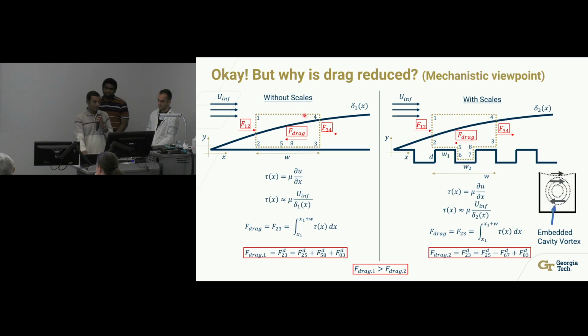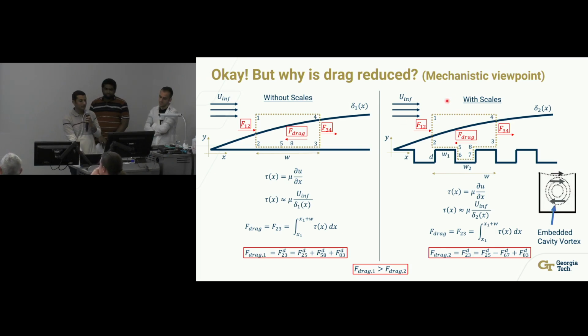Now, let us consider the case without scales. We have our control volume here. By the definition of drag, drag is the force difference between this phase and this phase, because on the 1,4 phase, there is no gradient of velocity. And so we have 2, 5, 8, 3. So these 2 to 5, 5 to 8, 8 to 3, these three are the forces that result in drag. Now we can clearly see here that all these add up and they all are positive. So the overall drag is positive.